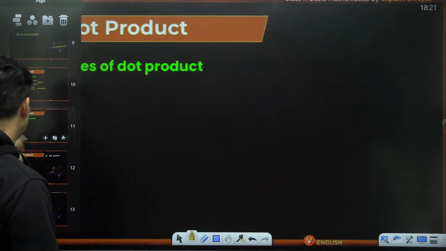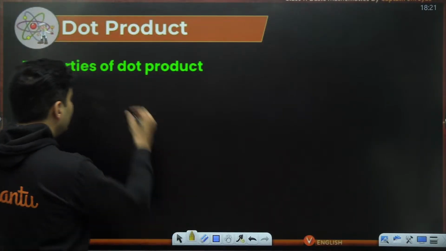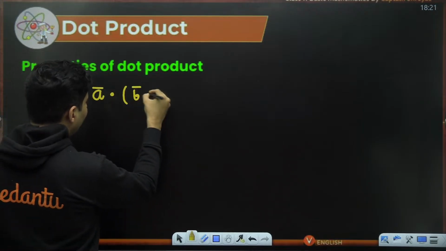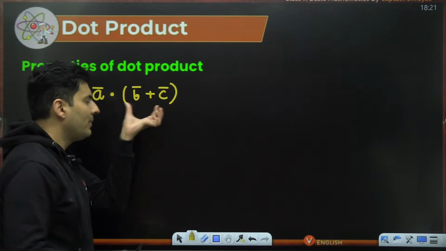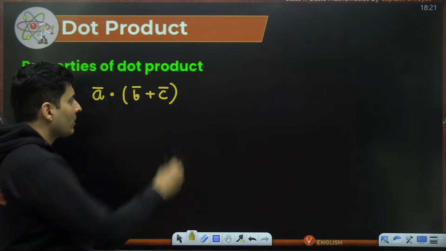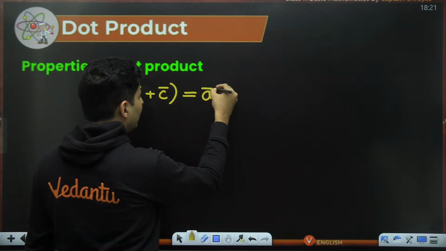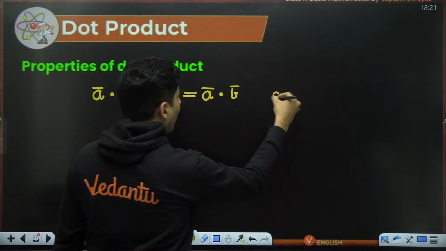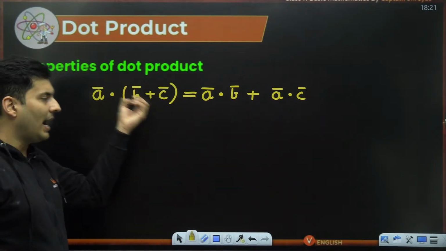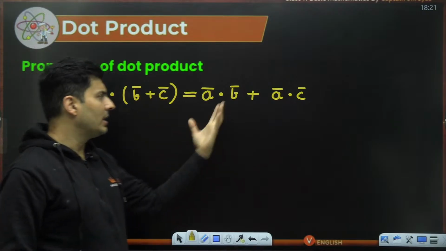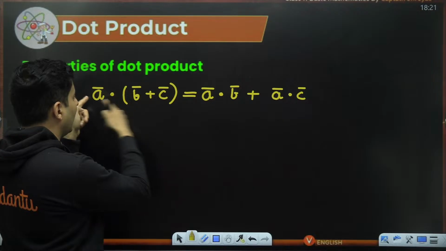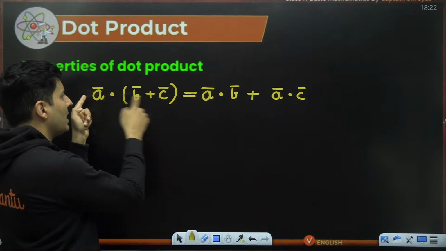Next important property of a dot product is that if I do A vector dot B vector plus C vector, so I'm adding two vectors and the result I'm dot producting with another vector, then you can do one thing. You can take the dot product of A with B and A with C individually and then add them. Whether you add first and then multiply, or multiply and then add, is irrelevant. So B plus C, I can open up the brackets and multiply it individually.